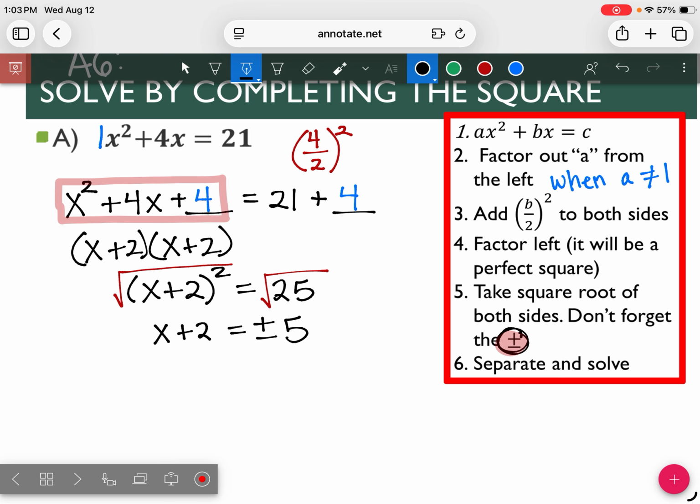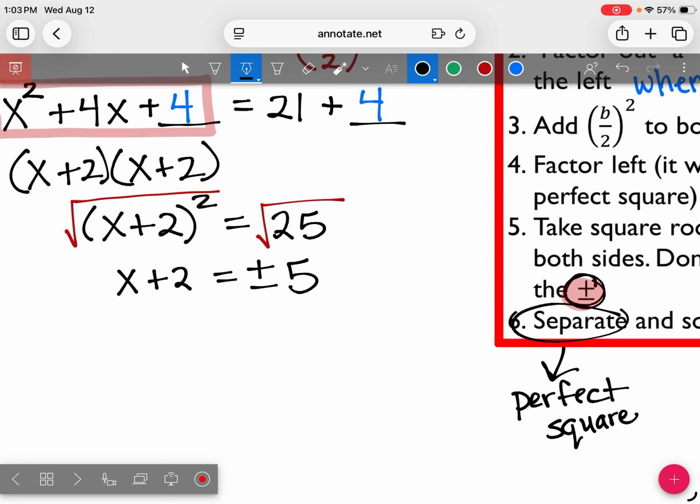And now my last step is to solve it. Now we only separate it if we have a perfect square. So you see how we got a 25 and that's a perfect square? That's the only time we have to separate it into two equations. So I'll show you what I mean. I have x plus 2 equals positive 5 and x plus 2 equals negative 5. If that wasn't a perfect square, we would not separate it. Now go ahead and solve both of those equations for x.